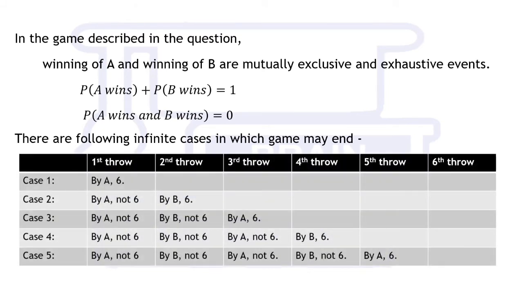In the first case, A throws the die and wins by getting a 6. In another case, A may throw the die and not get 6, then B throws the die and gets 6. Game ends and B wins. In the third case, in the first throw, A may not get 6. In the second throw, B may not get 6. And in the third throw, A may get 6 and win the game. In this way, there are infinitely many possibilities in which the game may end.